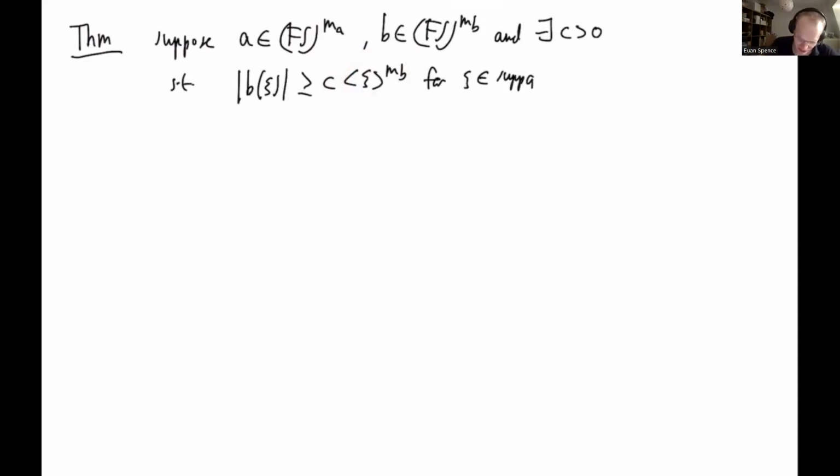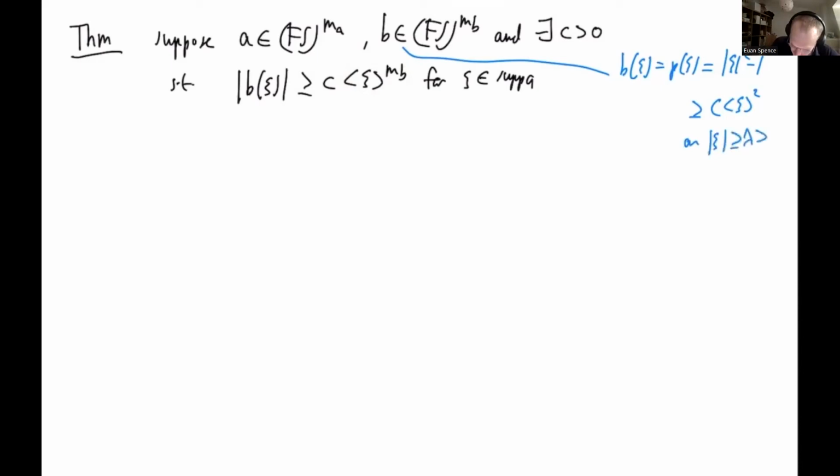Okay, I claim that's the setup we had on the previous slide. B of psi was equal to this P of psi, mod psi squared minus 1, and this was bounded below by some constant times angle bracket psi squared, basically on psi greater than or equal to lambda greater than 1. That's the fact we used.